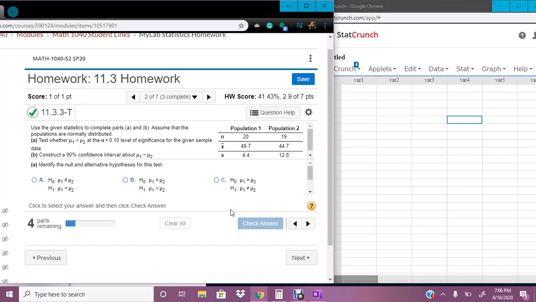Okay, so this is question 2 of 11.3. In 11.3, we're talking about two samples that are part of an independent data sample set. So one does not have any effect on the other, but yet they're similar in a way that we can compare them.